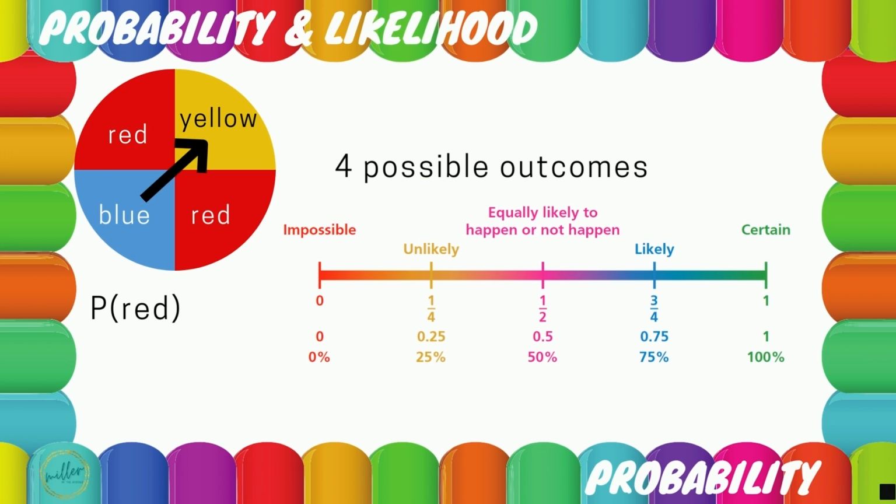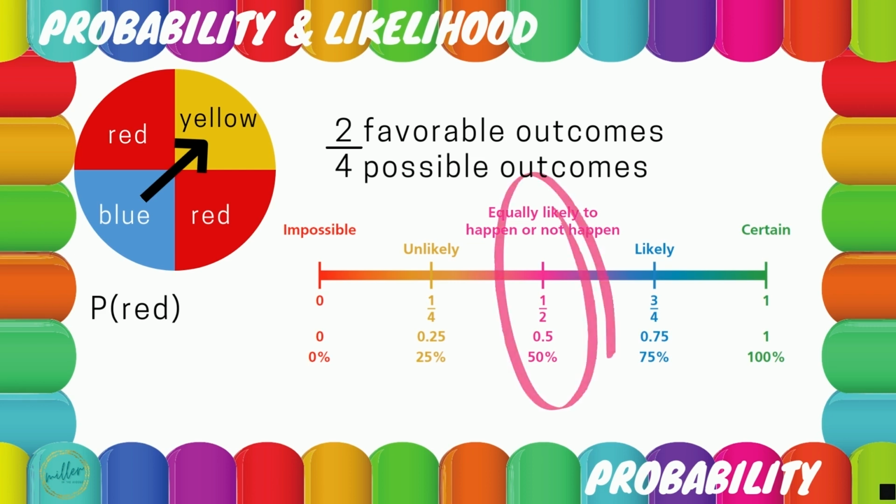What about the probability of spinning red? 2 out of the 4 outcomes are favorable. 2 out of the 4 spaces are red. So if we simplify that fraction, 2/4, we can divide top and bottom by 2, and that is equal to 1/2. That means that spinning red or not spinning red is equally likely.